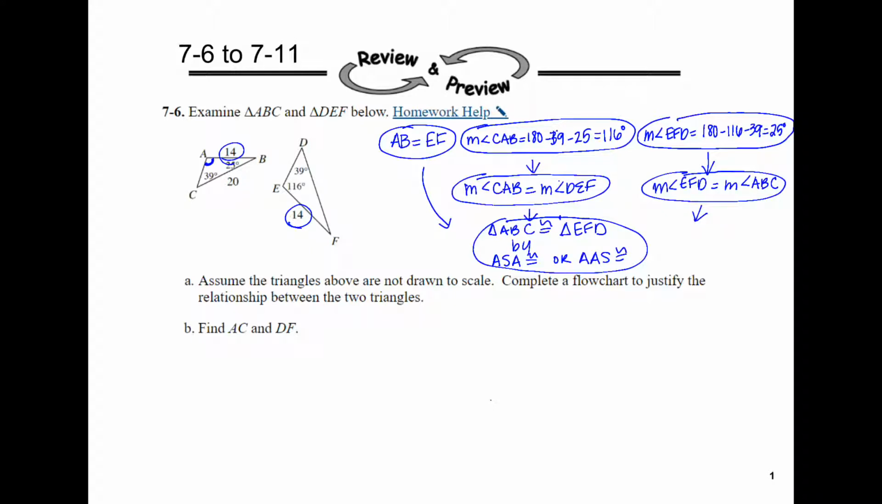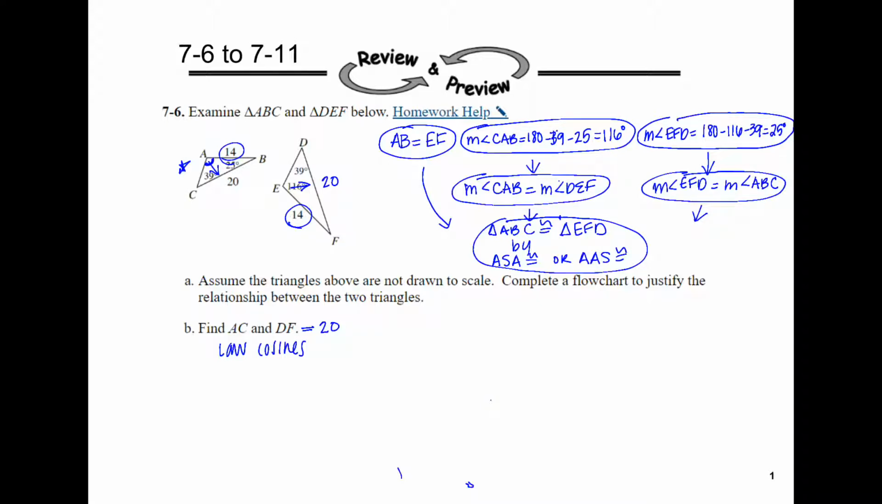So we completed our flowchart, and now we need to find the side lengths. When we look at our triangles, across from the 116 degrees is side DF, and across from the 116 degrees in triangle ABC is 20. So we know that the side length of DF is equal to 20. However, when we're looking for the length of AC, we do not have special right triangles, so we need to use the law of cosines.